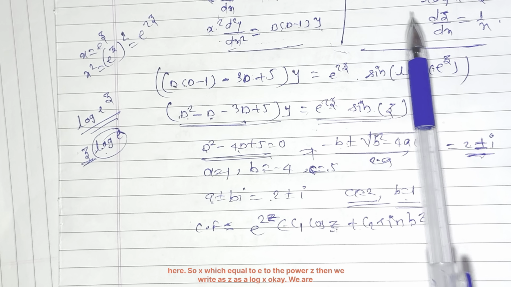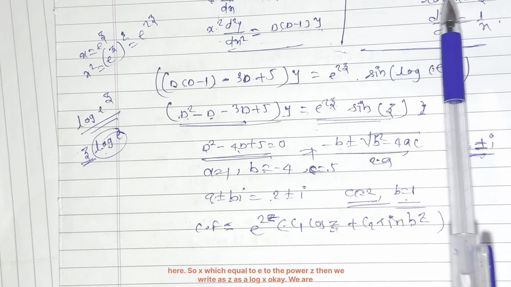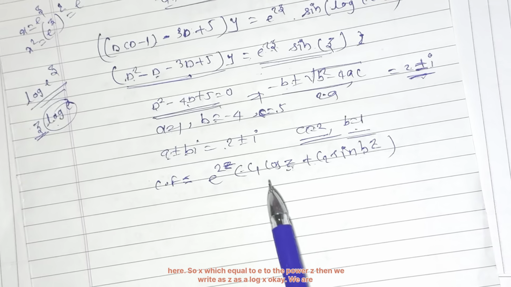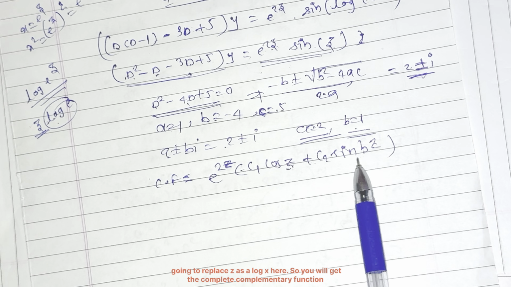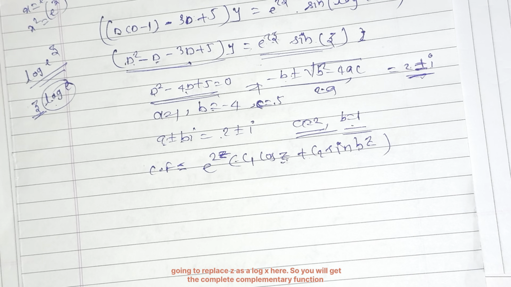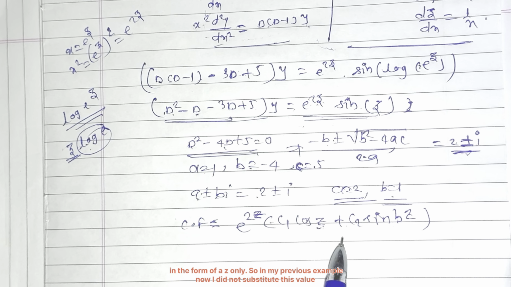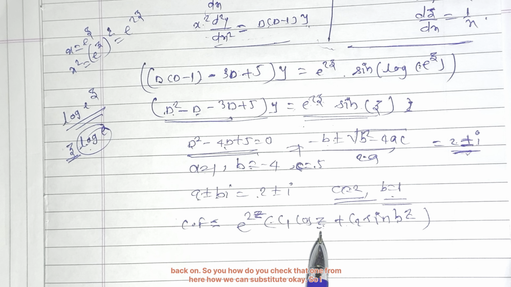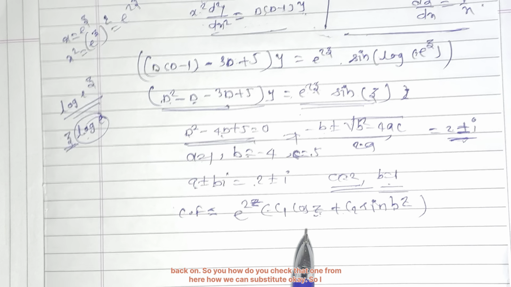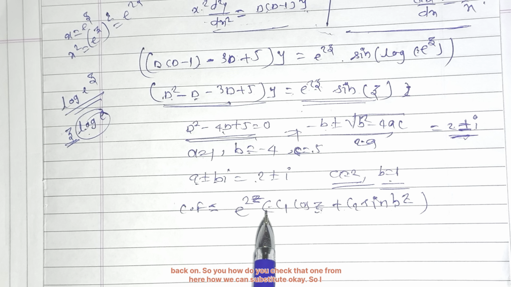What we have here is x equal to e to the power z, so we write z as log x. We are going to replace z with log x here, so you will get the complete complementary function in the form of x. In my previous example, I didn't substitute this value back, so you have to check that one from there, how we can substitute. I directly found the value in the form of z. We do not want z, we want the solution in terms of x and y.